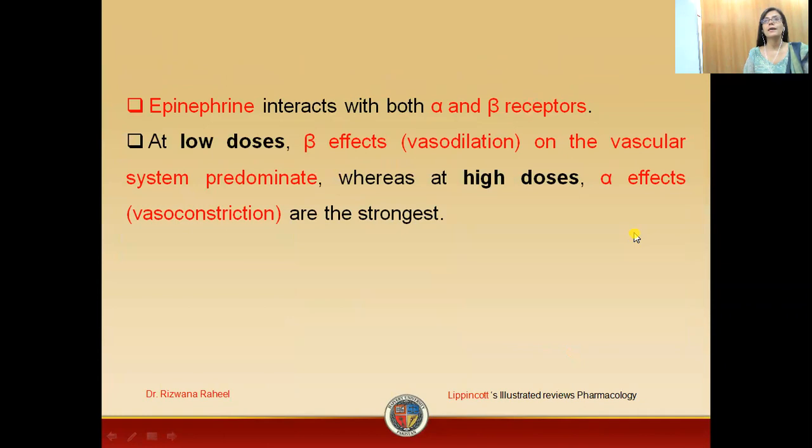So we know that this epinephrine is basically a non-selective drug. This is a non-selective neurotransmitter. It has the ability to interact with both the alpha receptors and the beta receptors. At lower doses, beta effects are more prominent, that is the vasodilatory effects. At higher doses, we have alpha effect, we have vasoconstriction effects.